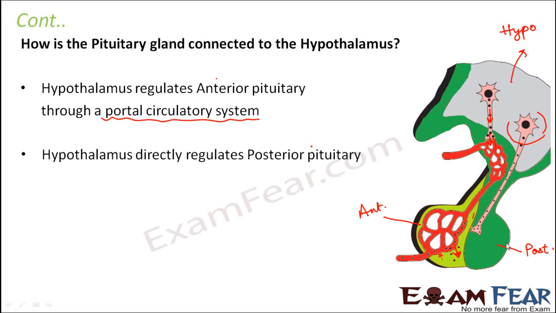It forms a bundle and it is located behind the anterior pituitary. That is why it is the posterior pituitary. And it connects to the hypothalamus through a stalk-like structure. So here you can see the stalk-like structure, which is known as the pituitary stalk.